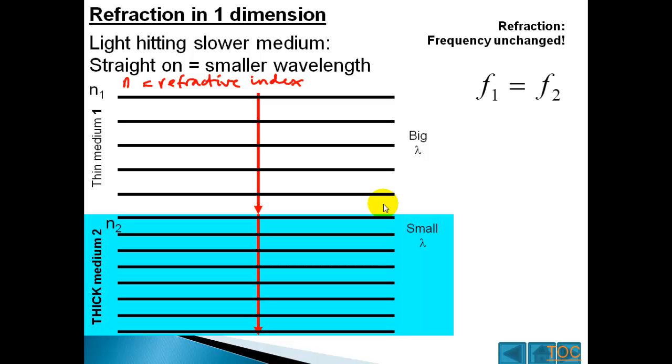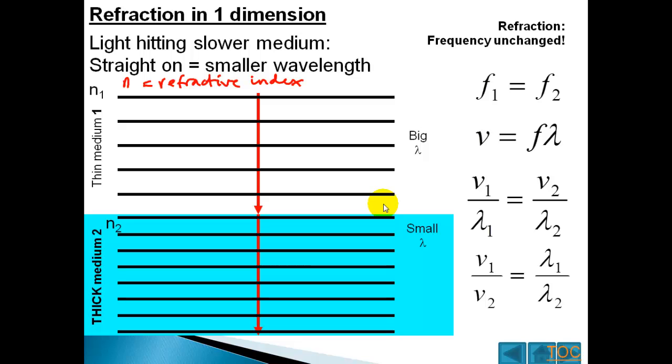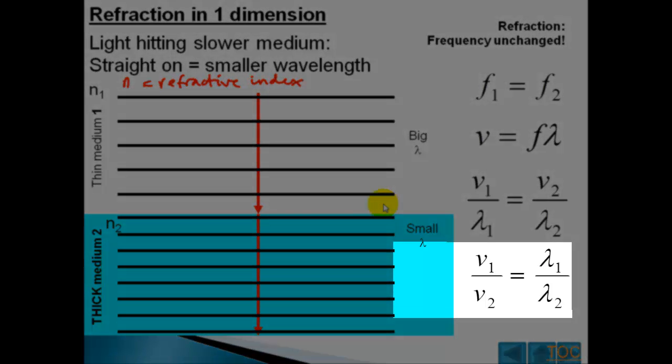And we know that v is equal to f lambda. So v divided by lambda for the first medium must be equal to v divided by lambda for the second medium. In other words, if the velocity is faster, the wavelength will be longer. And this is another way: the ratio of the velocities will also be equal to the ratio of the wavelengths. This will also be equal to the ratio of the refractive indices.